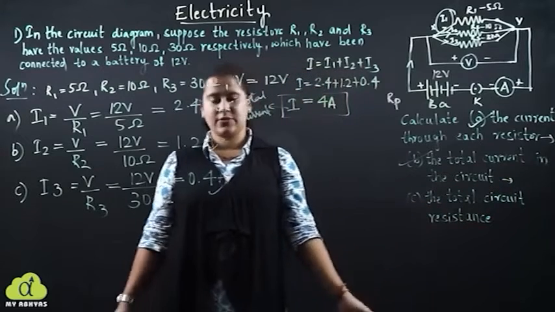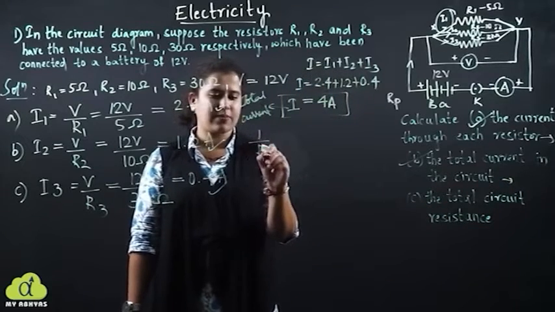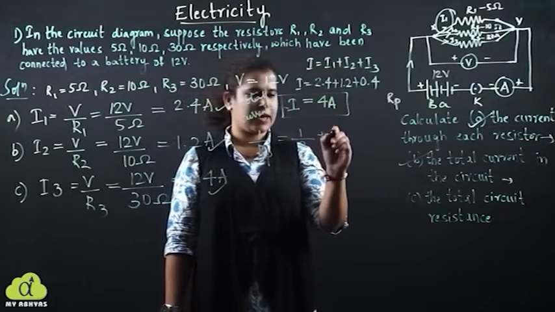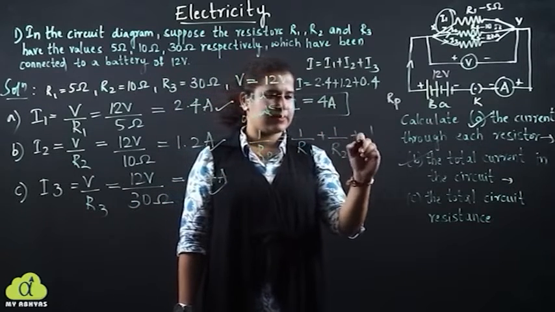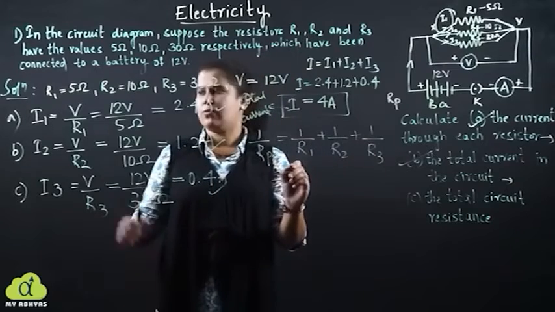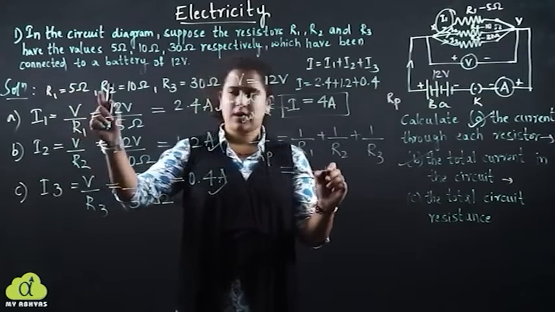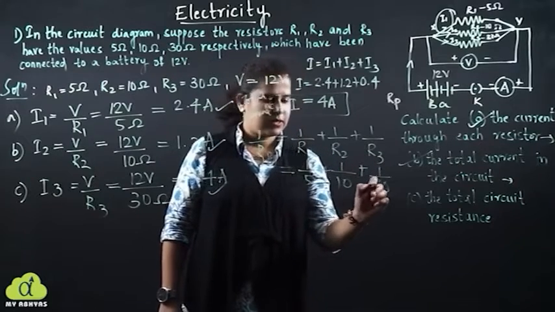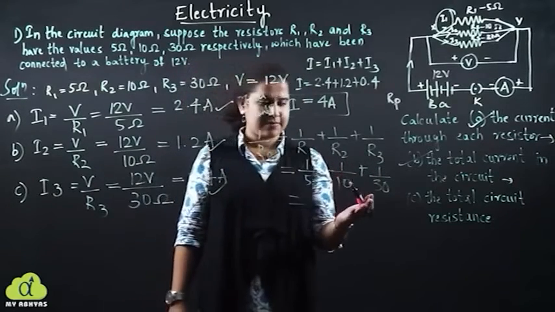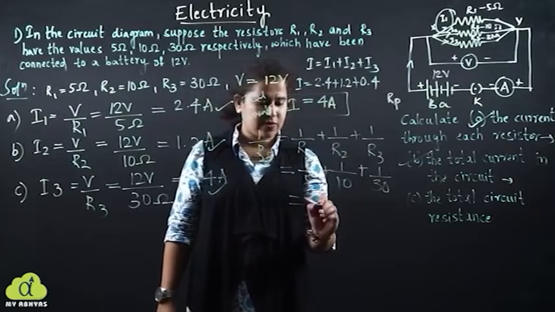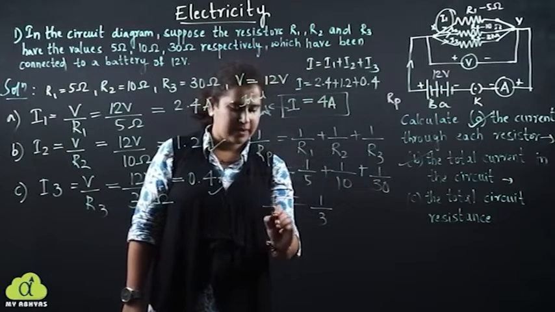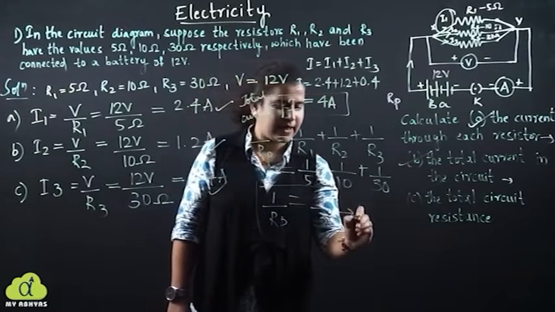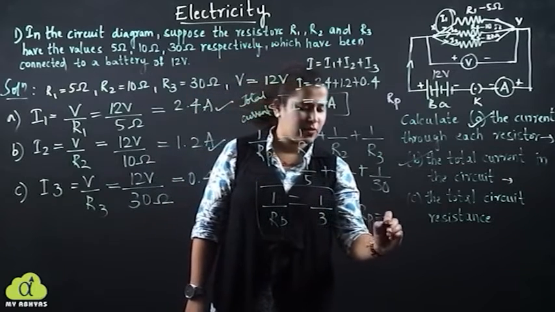The total circuit resistance, the parallel combination RP: 1 by RP is equal to 1 by R1 plus 1 by R2 plus 1 by R3. What is the value of R1? 1 by 5, R2 is 1 by 10 and R3 is 1 by 30. So all together, when I take the LCM and divide it, I get around 1 by 3. That is 1 by RP. So from this relation, the RP value is equal to 3 ohms.